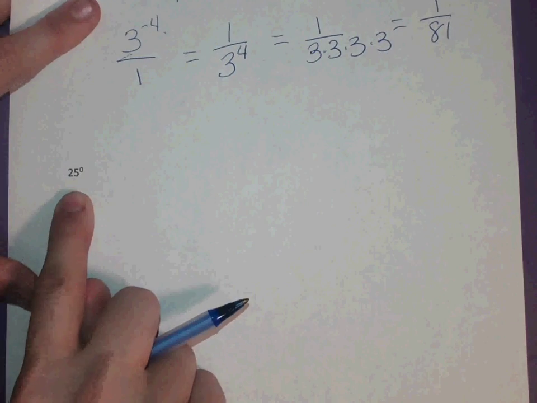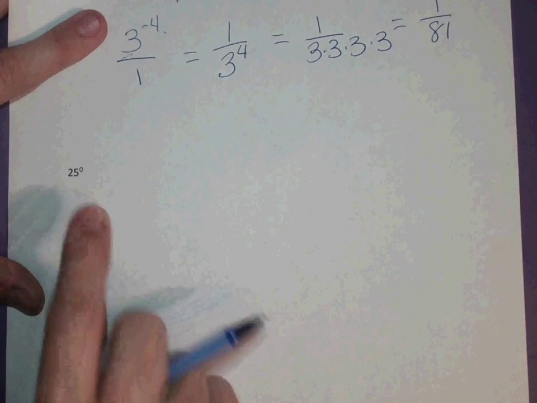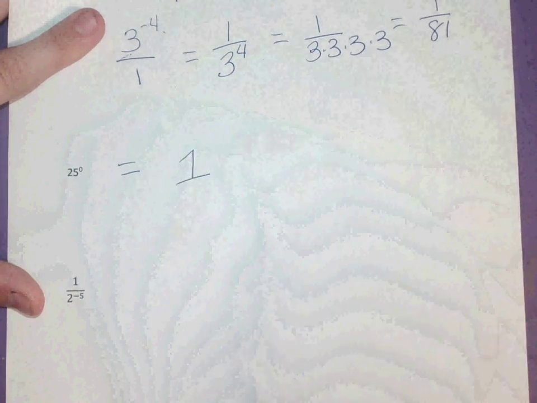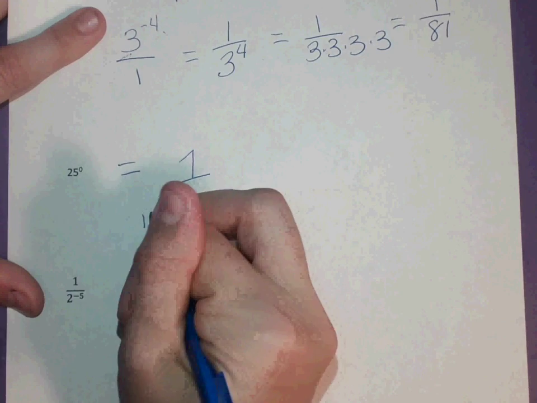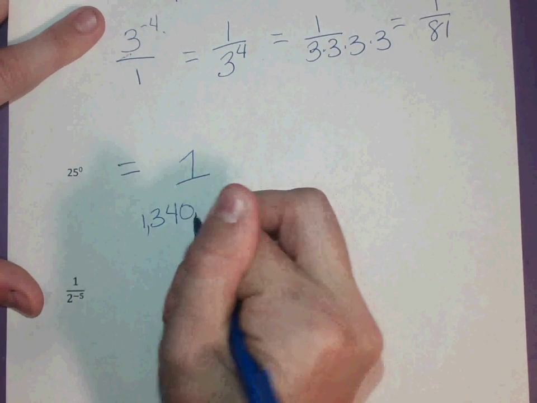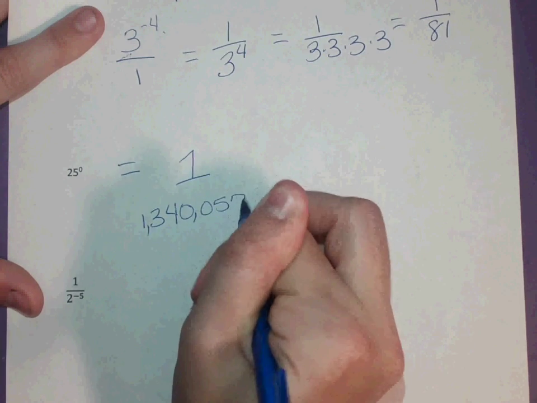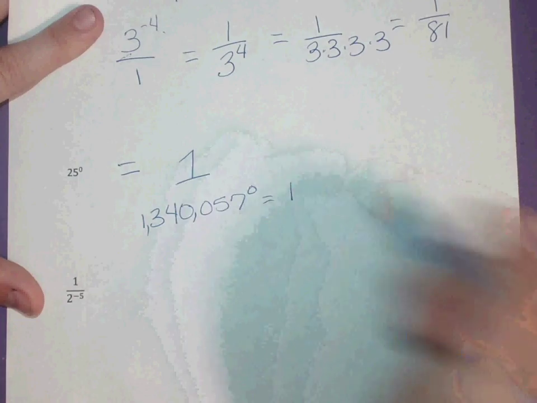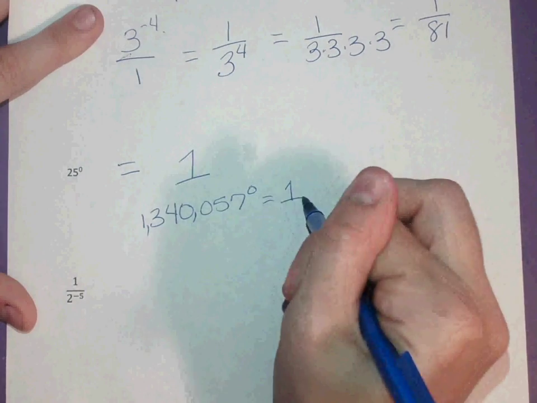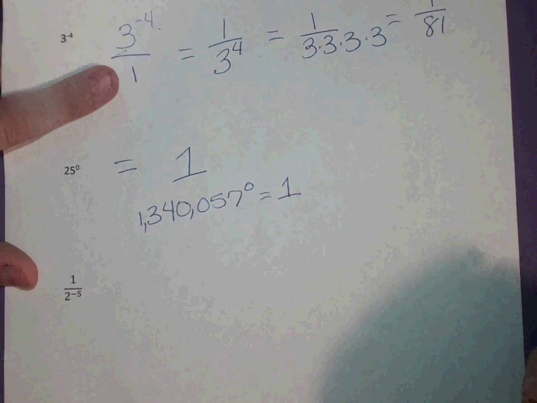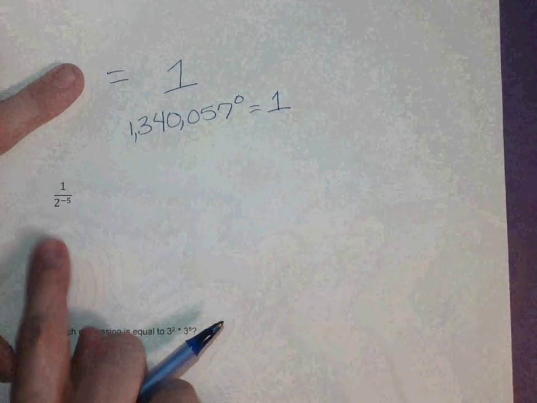Now what about if I have something raised to the 0 power? Anything raised to the 0 power is always 1. It does not matter if it's 1,340,057 raised to the 0 power. That would still be 1. Anything raised to the 0 power is always going to be 1.